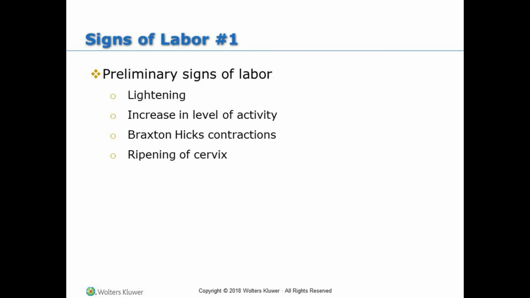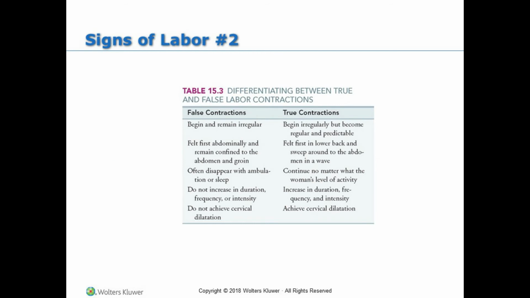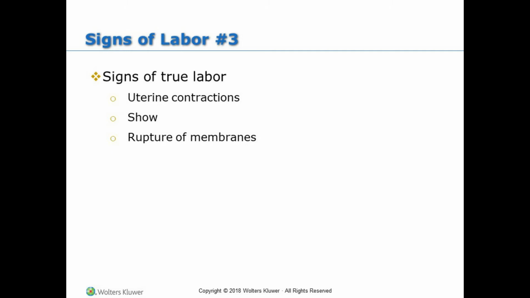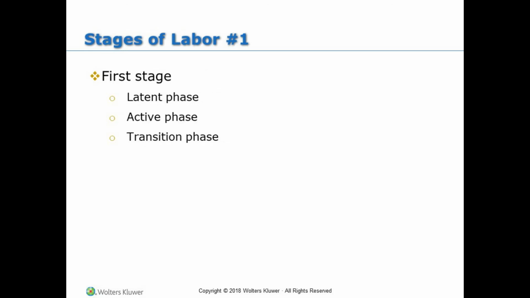Signs of labor, preliminary signs of labor: lightening, increase in level of activity, Braxton Hicks contractions, ripening of the cervix. Differentiating between true and false labor contractions. Signs of true labor: uterine contractions, rupture of membranes. First stage: latent phase, active phase, transition phase.